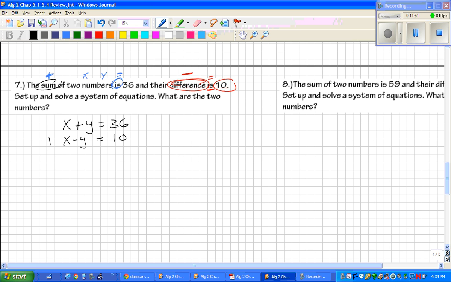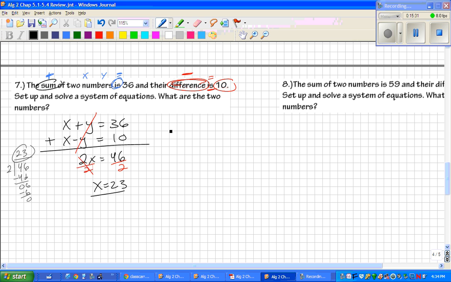And if you look at this, this is already set up for elimination because our y's cancel. x plus x is 2x. And 36 plus 10 is 46. So divide both of those by 2. And if off to the side you need to do 46 divided by 2, that's okay. 2 goes into 4 2 times. Drop the 6 down, and 2 goes into 6 3 times. So we get x equals 23.